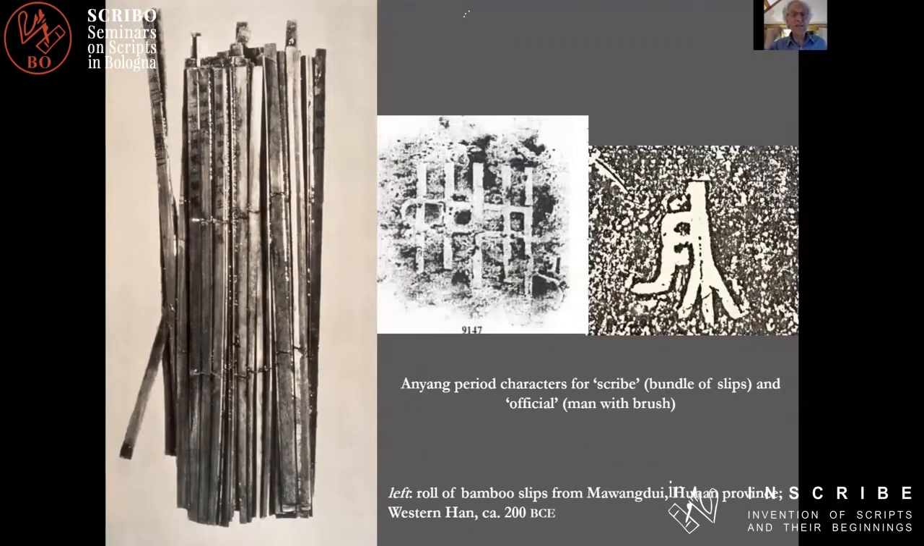But what about writing? Here you have on the left a text from about 200 BCE, a roll of inscribed bamboo. That's the normal ancient Chinese form of writing. And the sign in the middle shows you exactly that, a set of bamboo strips bound together with string. That's the normal form of writing. And then, how do you write with a brush?